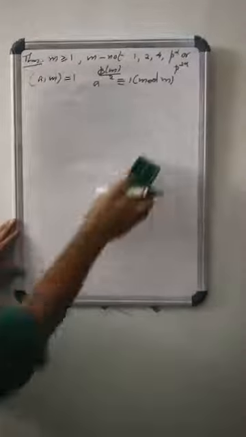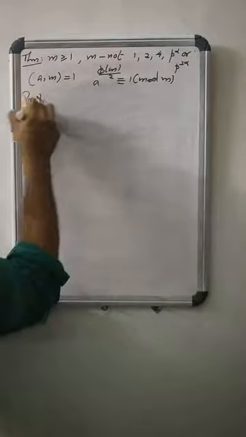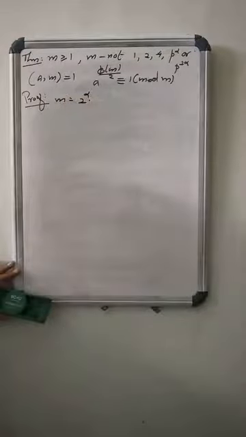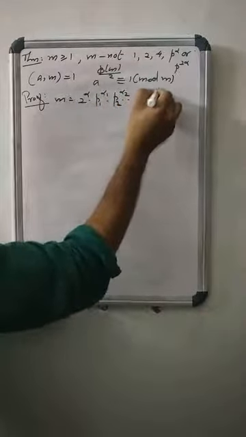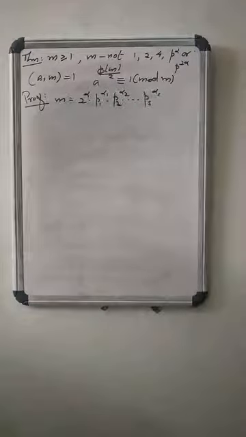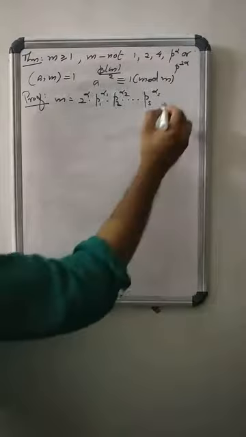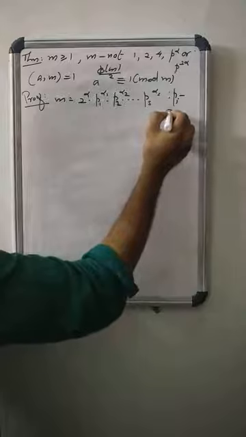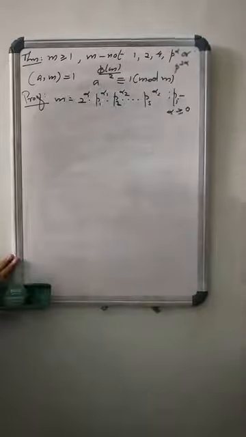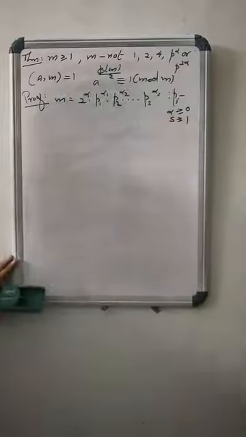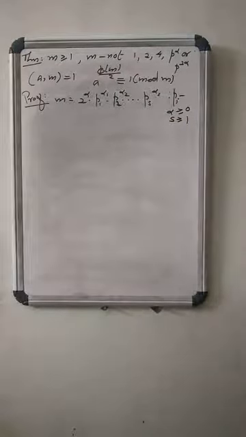Now we suppose that m has the factorization m equals 2 power alpha into p1 power alpha 1 into p2 power alpha 2 and so on, into ps power alpha s, where each pi is an odd prime, alpha is greater than or equal to 0, and s is greater than or equal to 1. So this is the factorization of m.